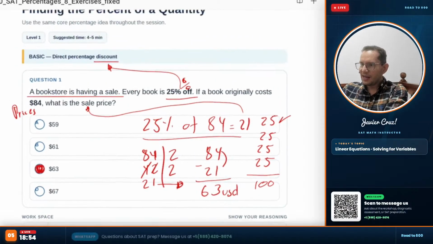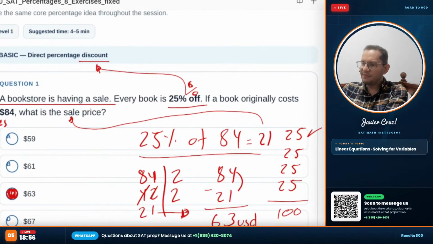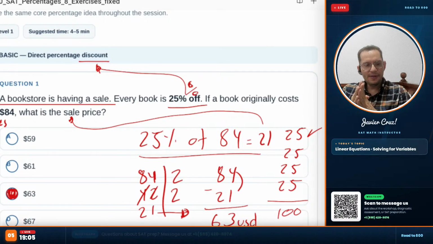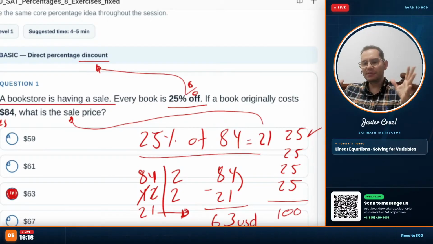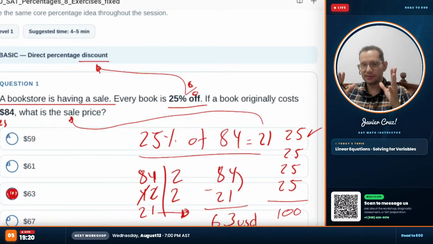Okay, let's continue. That's the basic problem about percent or percentages. But don't feel too much confidence about percentages, because sometimes percentage problems could be really hard.